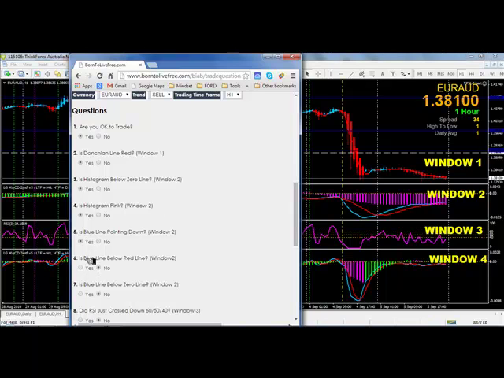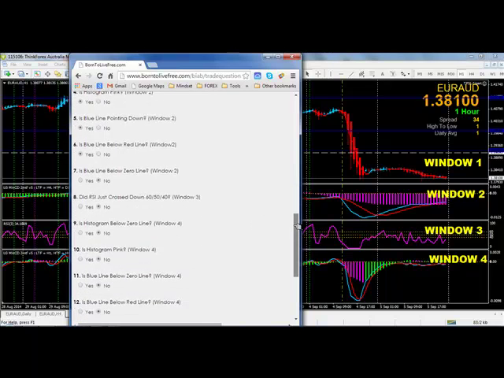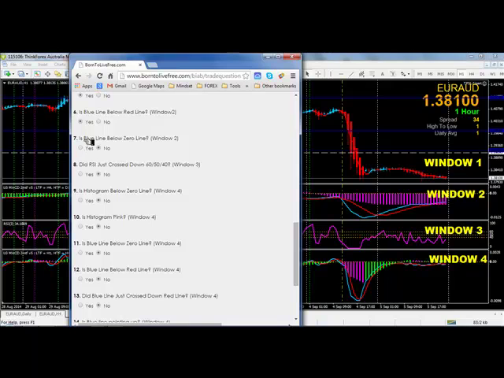Question 6. Is the blue line below the red line in window 2? You can see it just crossed. Yes. Question 7. Is the blue line below the 0 line in window 2? Yes, it is. Question 8. Did the RSI cross down 60, 50, 40 in window 3? Yes.